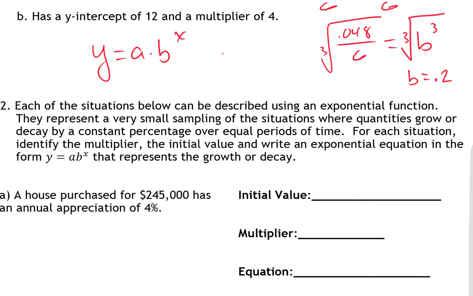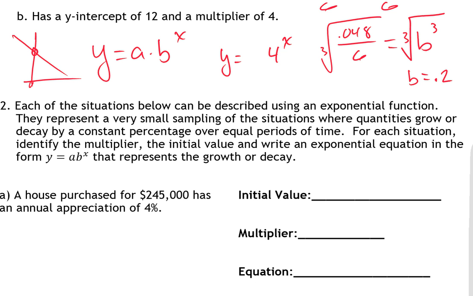Do we know where we're beginning? Yeah, why are we beginning at 12, Maddie? It doesn't say we're beginning at 12. It says it has a y-intercept of 12. Remember what y-intercept means, guys? When you're crossing the y-axis, x is 0. So our beginning is 12. So 12 times 4 to the x power.